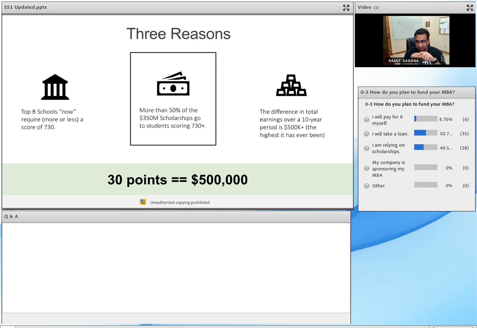Half of you plan to take a loan. About 42% of you are relying on scholarships, and then about 6%, 7% of you are aiming to pay for it yourself, and then we have a few company sponsors. This is good data. That's really good to know.